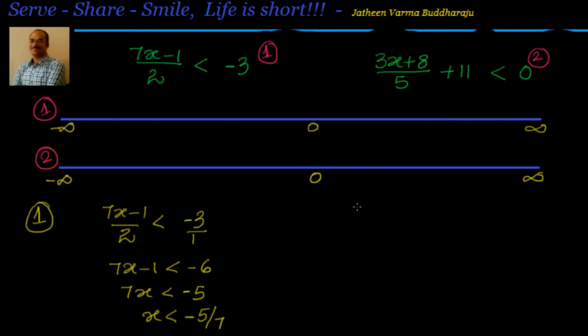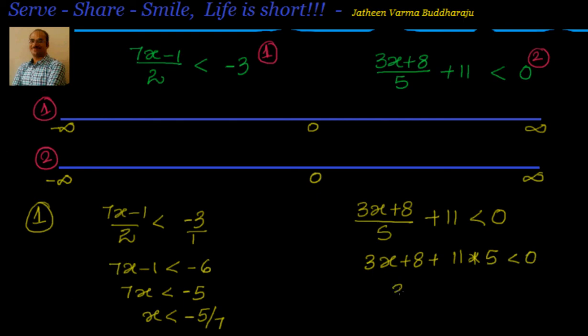Now let's go to the second linear inequation, that says 3x plus 8 by 5 plus 11 less than 0. So can I say multiply by 5, it becomes 3x plus 8 plus 11 into 5 less than 0, or 3x plus 8 plus 55 is 63 less than 0, or 3x less than minus 63, which gives me x less than minus 21. Now let's try to graph the solution here.